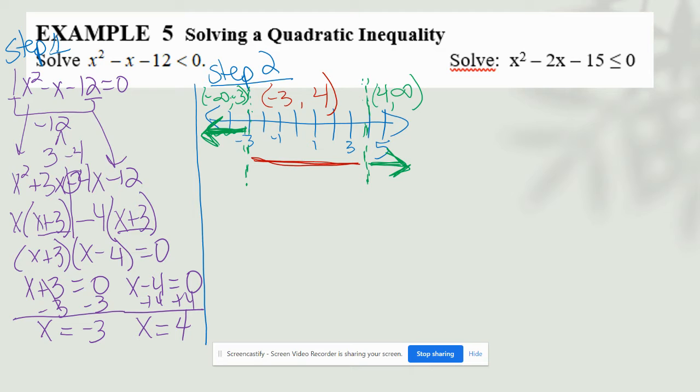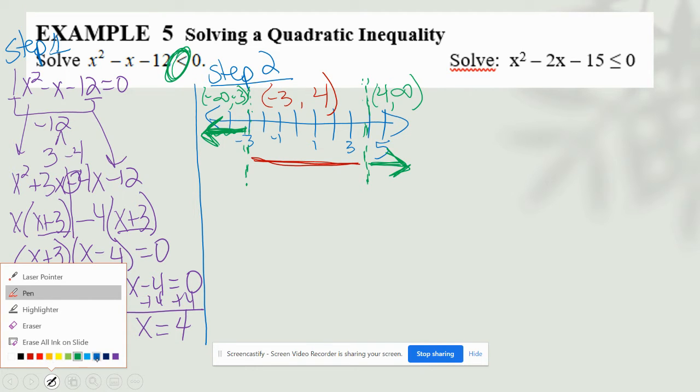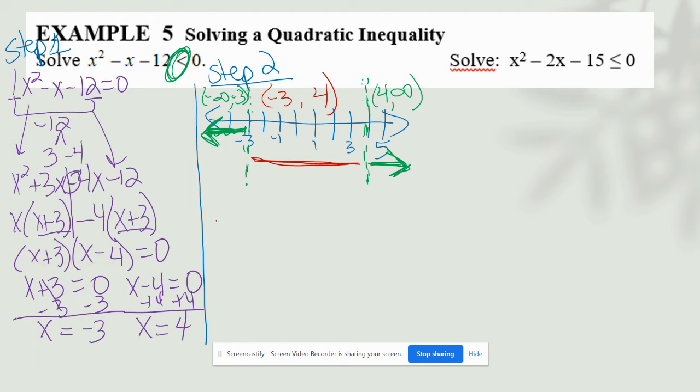Please remember that I am using parentheses because our inequality was less than, not less than or equal to. And so that's why the numbers have parentheses. And then the infinity signs always have parentheses because we don't know exactly what infinity is. All right. That's step 2.